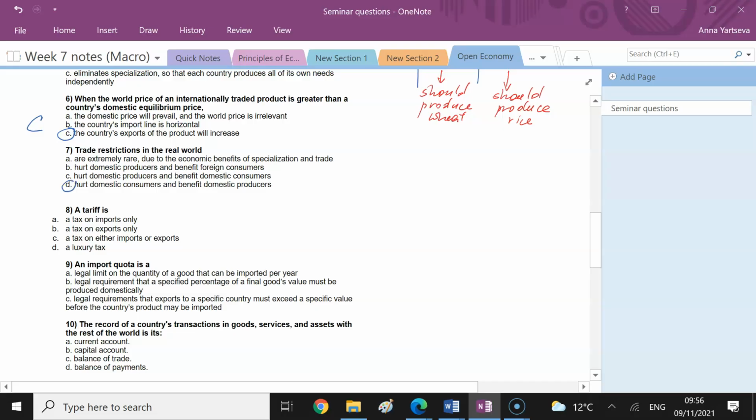Question 7, trade restrictions in the real world. Because trade creates wealth, any trade restrictions reduce wealth. And this is what we've covered in the very first seminar on the 10 principles of economics. Trade restrictions will reduce options available for domestic consumers, are likely to increase prices, reduce quality, and so on. So domestic consumers will suffer.